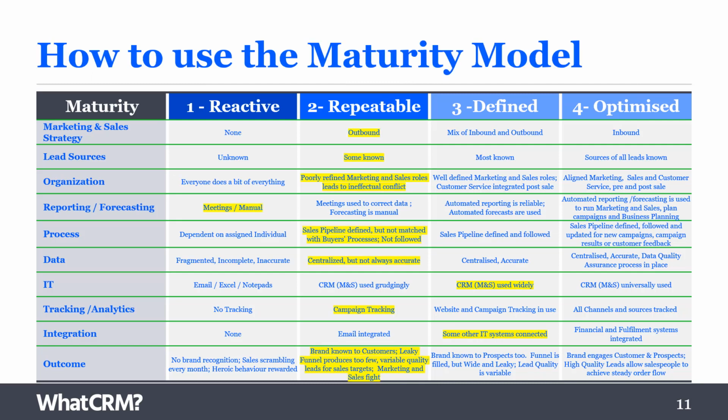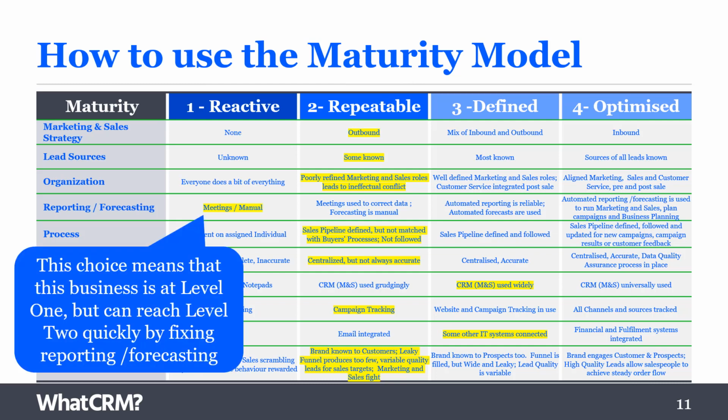So how do you use this maturity model? Well, you choose the statements that apply to your business for each row, and perhaps you get something a bit like this, where I've highlighted these selections. So fundamentally, I'm afraid, because we've got one in the reactive column, we're technically a reactive business according to the maturity model, but we can quickly fix that.